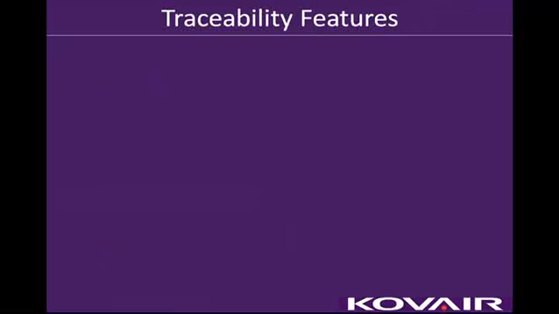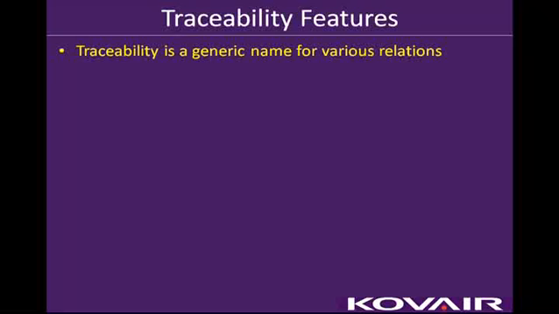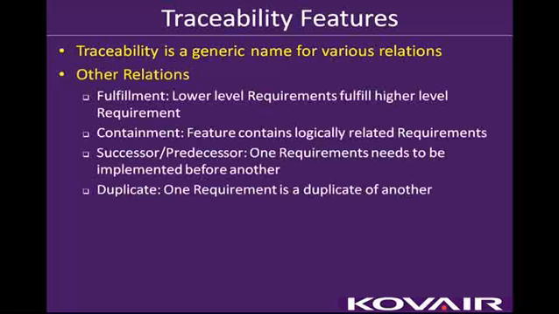Now, what are the different kinds of traceability features we should be using? First of all, traceability is just a generic name for various kinds of relations. That's actually a very important point, because many of the requirements management tools typically allow you to create just one kind of relation, and that is called traceability. But between the requirements, there can be multiple different kinds of relationships. And these are some of the examples.